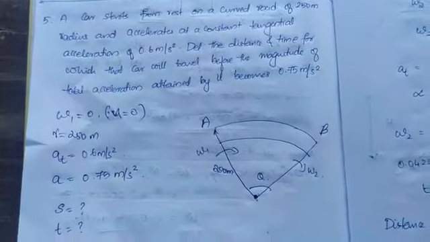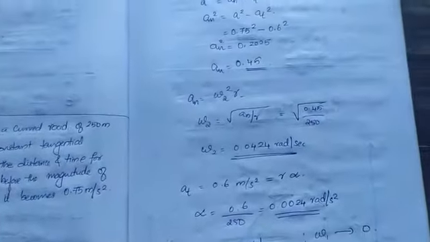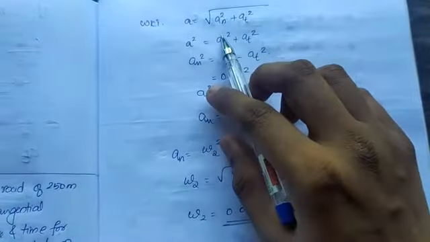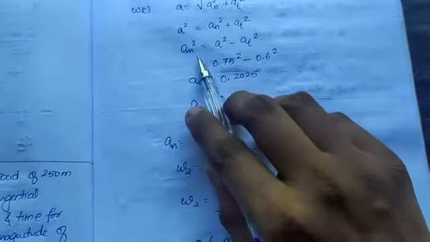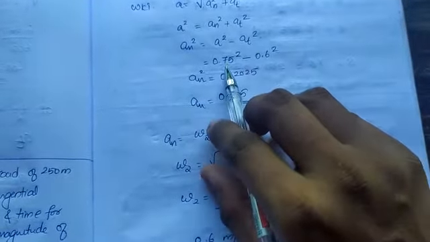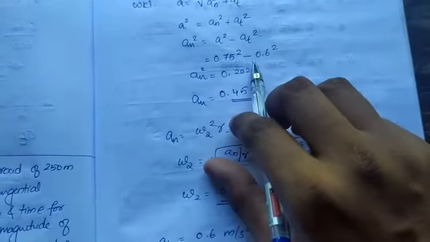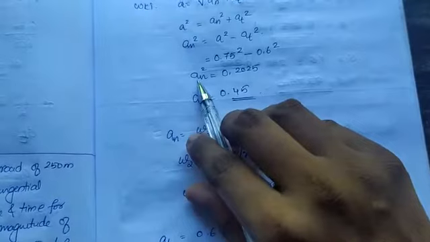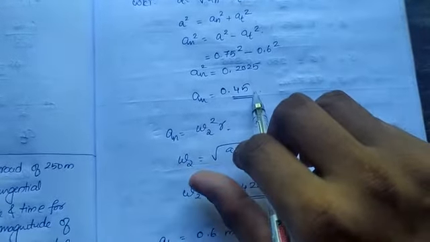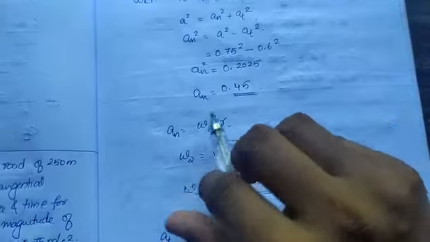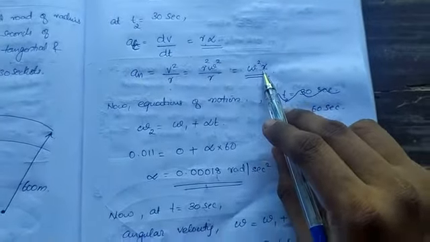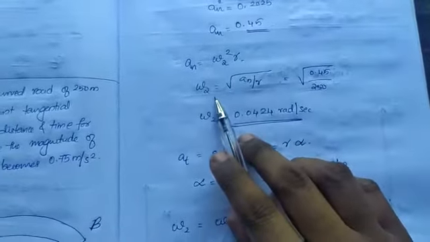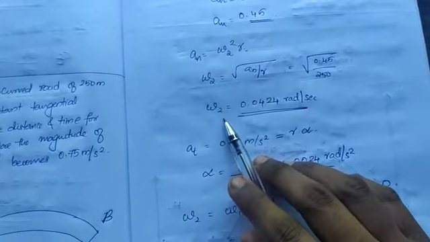Okay, now you need to find the distance and time, right? You know a is equal to the root of aN squared plus aT squared, so a squared is aN squared plus aT squared. aN squared is a squared minus aT squared. a is given as 0.75 and aT is 0.6. Substituting, you get aN equal to 0.45. Now aN is equal to omega squared r, from this equation. So omega 2 is obtained from aN by r, and you get the final angular velocity.